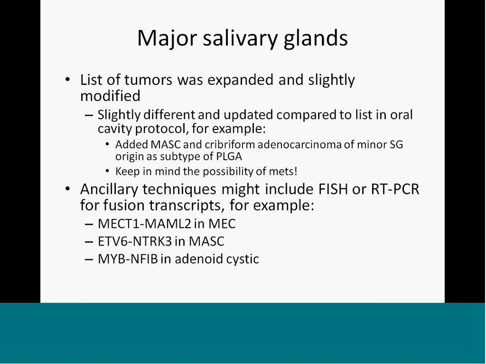The salivary glands, they have expanded the list somewhat and modified it slightly and updated it with new entities. So, for instance, they've added MASC, which is mammary analog secretory carcinoma, and they added cribriform adenocarcinoma of the minor salivary gland as a type of polymorphous low-grade adenocarcinoma. It's unusual that they've decided to add cribriform adenocarcinoma of minor salivary glands to the major salivary gland protocol, but they didn't add it to the oral cavity protocol.